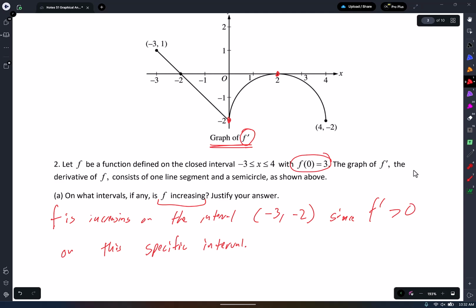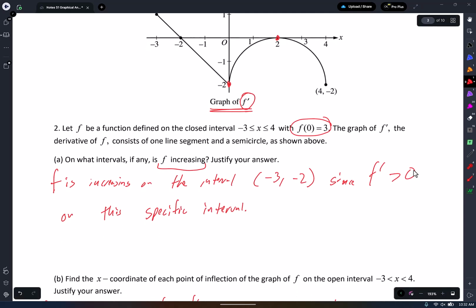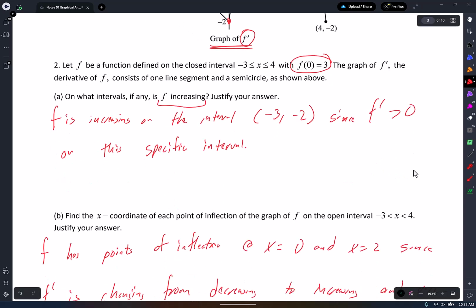Yes, Sanderson. How do we know to add f of 0? Oh, because that's my initial. Like, where does f of 0 start? At 3, the y value 3. And then you got to add or subtract how much it has moved. You know what I mean?